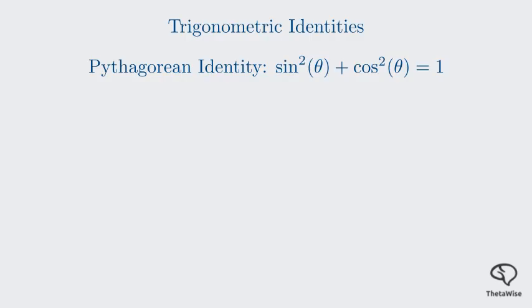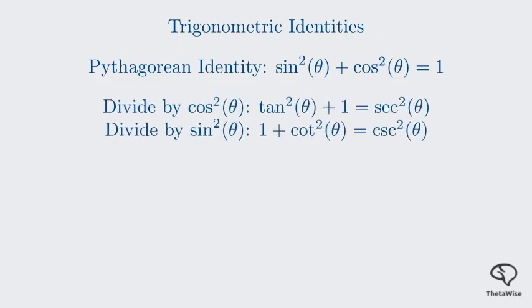From this one identity, we can derive two more by dividing by sine squared or cosine squared. If we divide every term by cosine squared, we get tangent squared plus 1 equals secant squared. If we divide by sine squared, we get 1 plus cotangent squared equals cosecant squared. These are also Pythagorean identities.